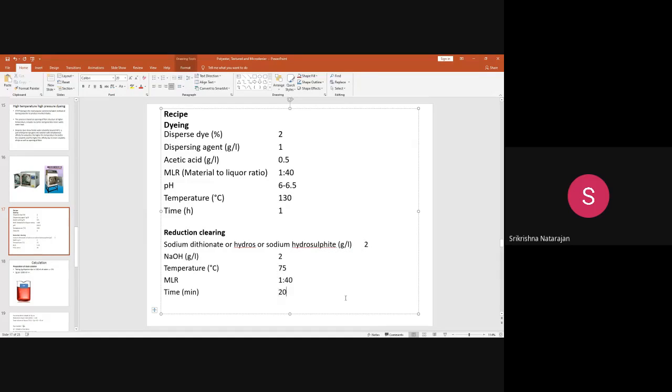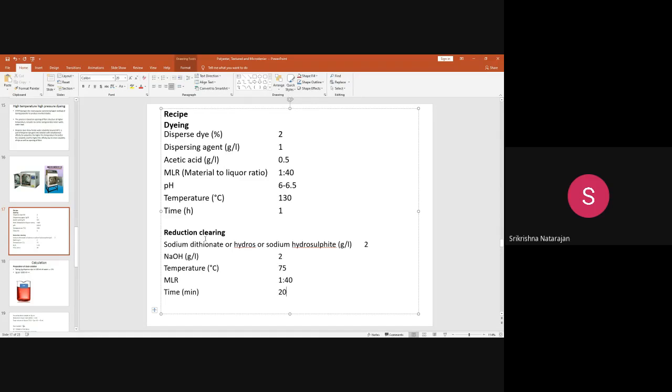degrees for 20 minutes. Okay, so in that reduction clearing, whatever dyes are not fixed on the fabric, left over on the fabric, will come out. By this reduction clearing, unfixed dyes are removed, and the fabric's pH will also come to neutral pH, from the acidic pH to the neutral pH. You do the reduction clearing for this purpose, to remove the unfixed dyes on the surface.